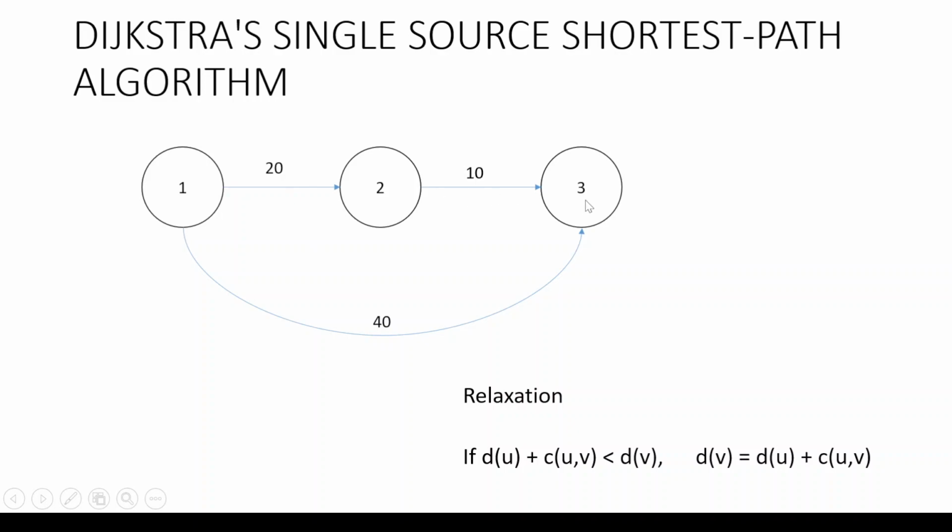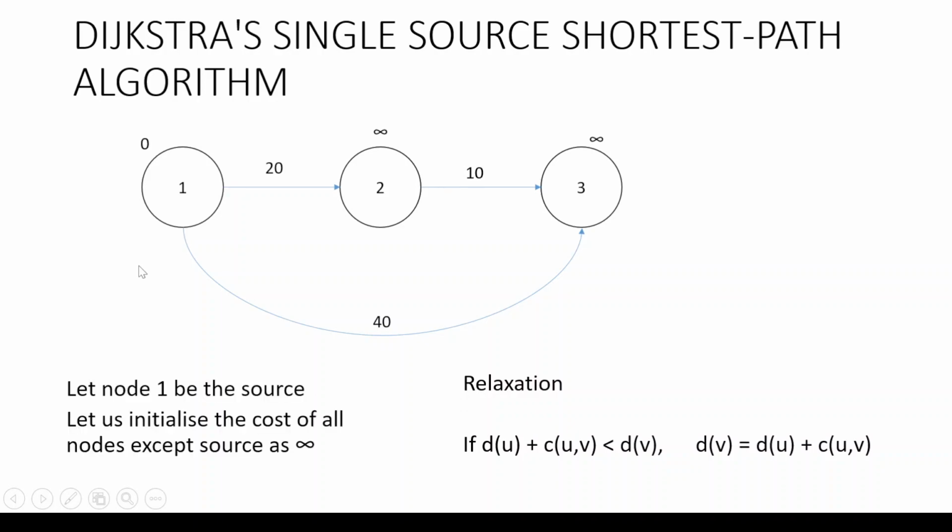We are assigning the distance of the initial source vertex as 0, as well as assigning all the other vertices a distance of infinity, because initially we don't know the distance of these nodes from the source node. So let us do that first. We have assigned the distance of 1 to 1 as 0, and since we don't know the distance from 1 to 2 as well as from 1 to 3, we have assigned it as infinity.